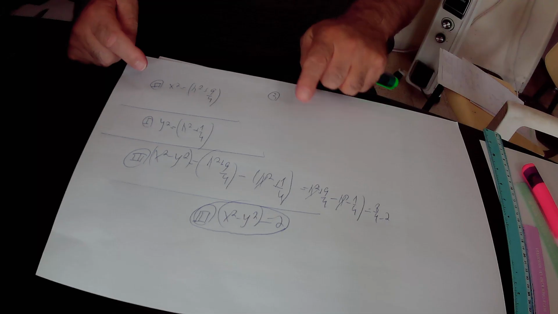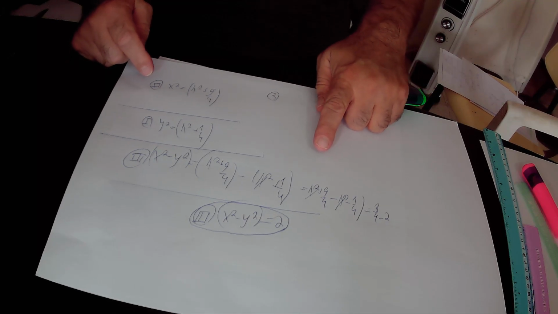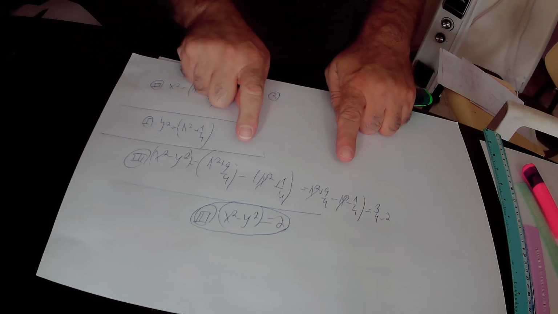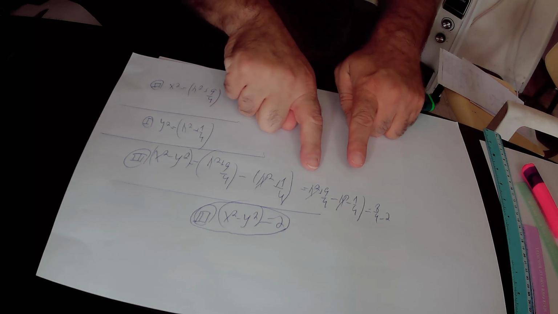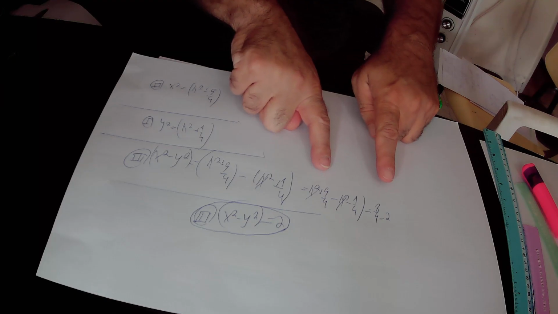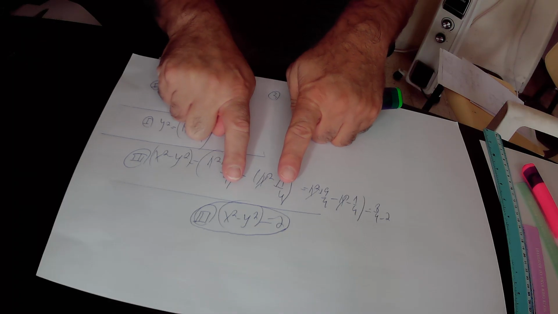H squared plus 1/4. We open the brackets here and we found out that X squared minus Y squared equals H squared plus 9/4. And after we open the brackets, we have here minus H squared minus 1/4. H squared minus H squared is 0, and 9/4 minus 1/4 is 8/4. 8/4 is 2. So in total, according to equation 3, we found out that X squared minus Y squared equals 2.